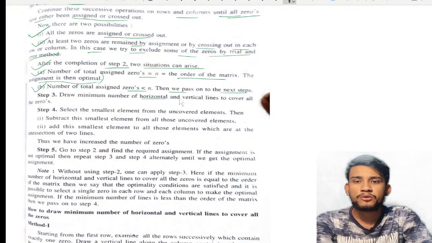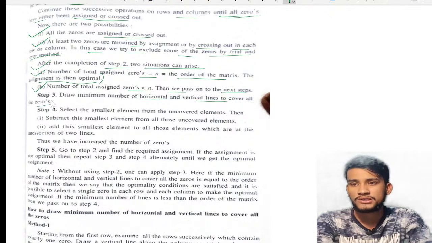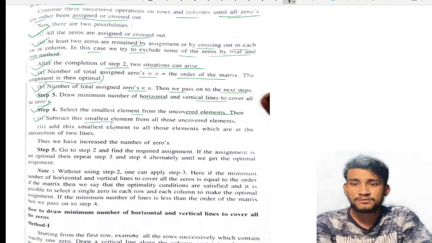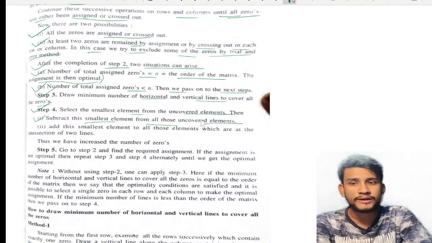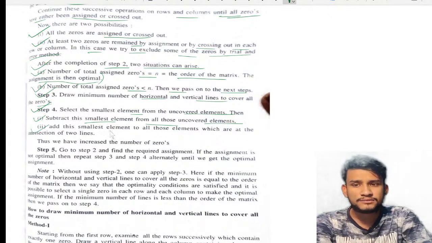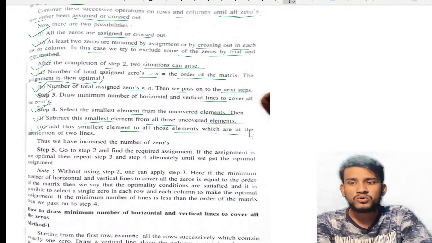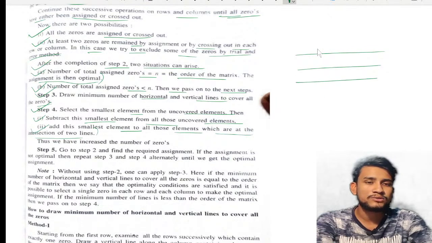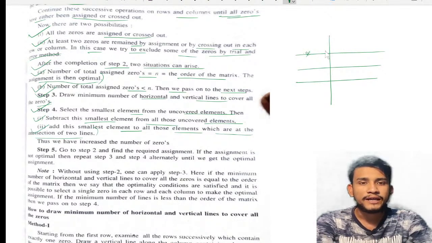Step 3: draw the minimum number of horizontal and vertical lines to cover all the zeros. Step 4: select the smallest element from the uncovered elements, then subtract the smallest element from all those uncovered elements, and add the smallest element to all those elements which are at the intersection of two lines. That means suppose we cover this with a horizontal line and this with a vertical line. Then we subtract the minimum element from all the uncovered elements of the matrix, and add it to these intersection points. Okay, this is the case.